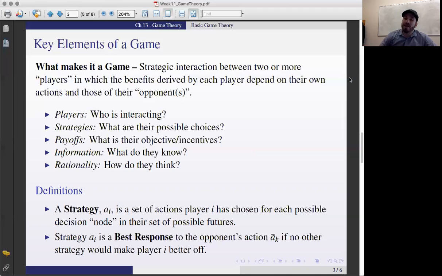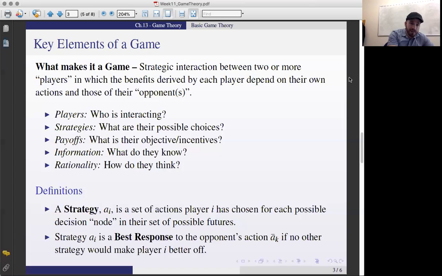Good news is, for most of our purposes, we're going to be able to keep this very simple, where strategy is going to just be a single action. Because we're going to think about lots of static games where there is a single decision node for each player. So player one's strategy A_1 is just going to be choose left or choose right, or choose up or choose down, or choose high output or choose low output. A single binary or discrete choice.